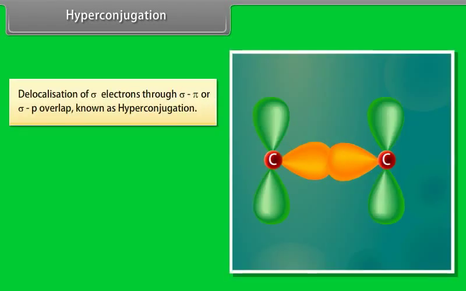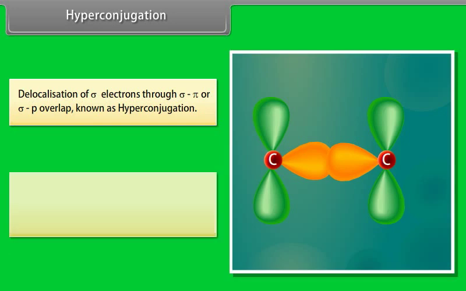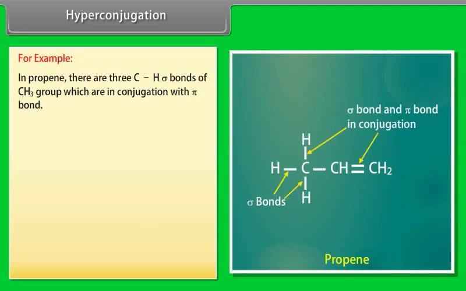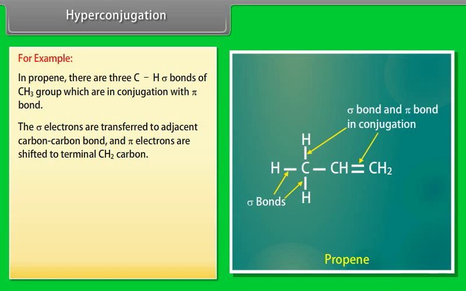Hyperconjugation. Delocalization of sigma electrons through sigma-pi or sigma-p overlap is known as hyperconjugation. The sigma bond in conjugation with the pi bond, or sigma bond in conjugation with the p orbital, participates in delocalization and thus stabilizes the system. For example, in propene there are 3 C-H sigma bonds of the CH3 group which are in conjugation with the pi bond. The sigma electrons are transferred to the adjacent carbon-carbon bond and pi electrons are shifted to the terminal CH2 carbon.